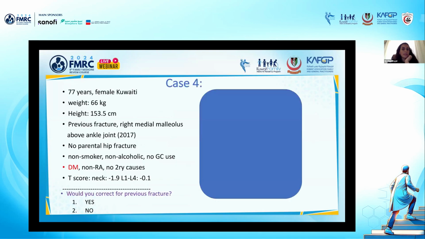Let's move on to case number 4. Please, if you can calculate the patient's frax, and if we can have the poll.